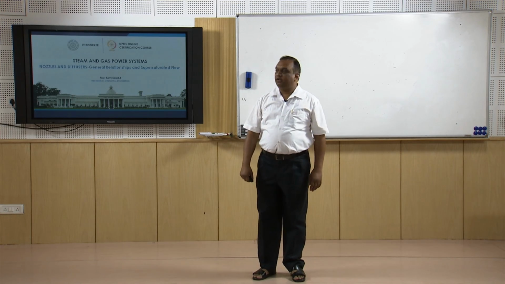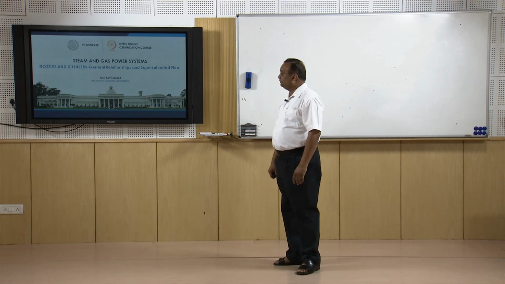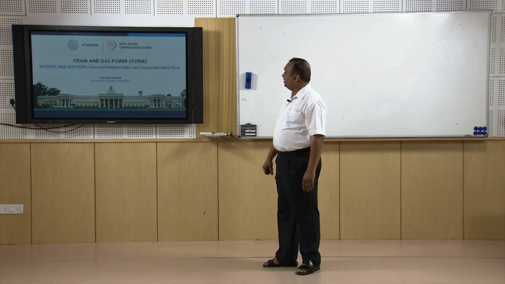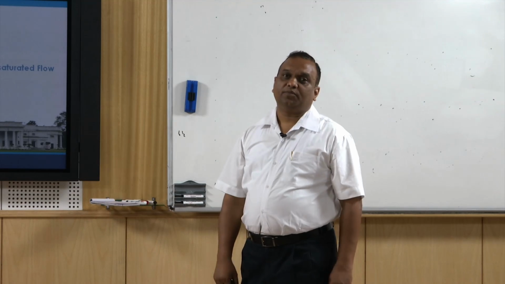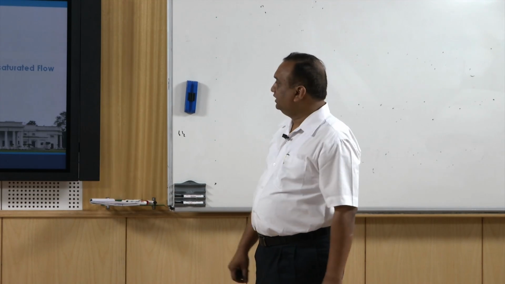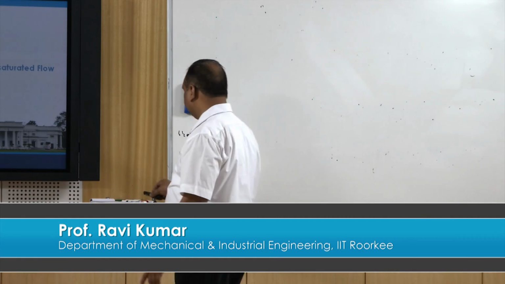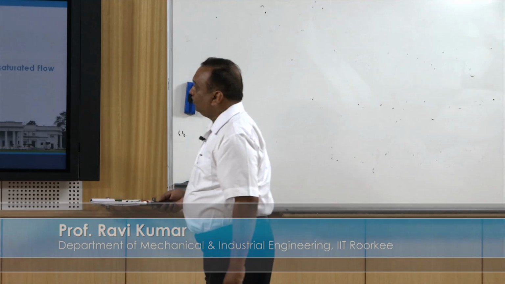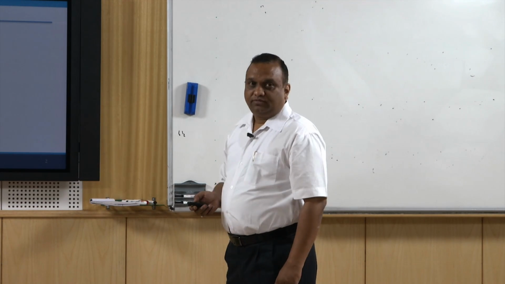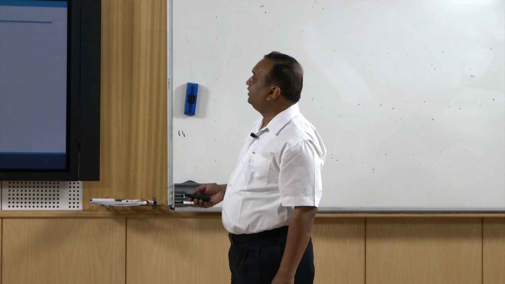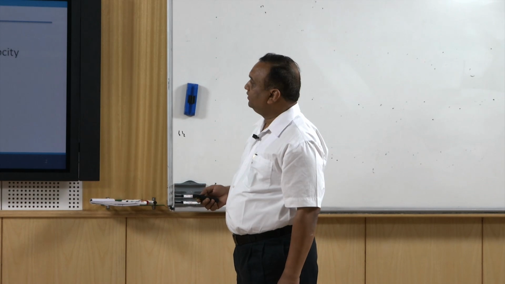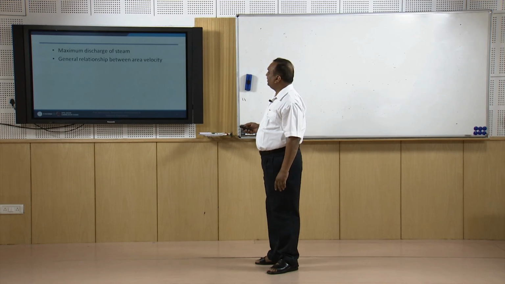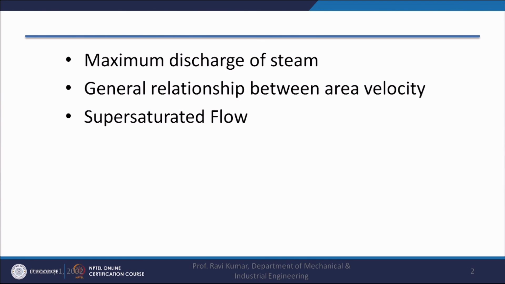Hello, I welcome you all in this course on steam and gas power systems. Today we will develop a general relationship between different operating parameters in a nozzle, and supersaturated flow shall also be discussed in this lecture. Now, to begin with, we will start with the maximum discharge of steam, then we will develop general relationship between area, velocity, and then we will discuss supersaturated flow.